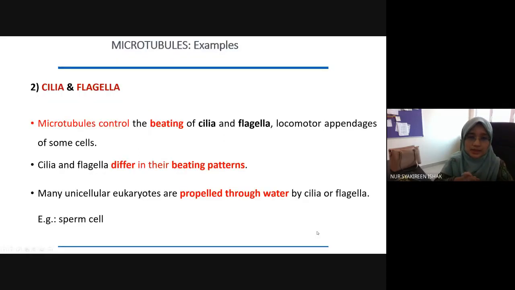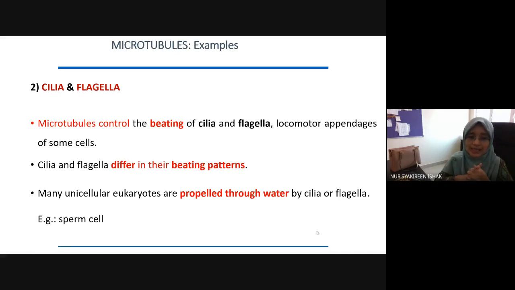The next example for microtubules. Where can you find microtubules? It is a component of cilia and also flagella. By having microtubules as components of the cilia and flagella, this allows the cilia and flagella to be able to move. Microtubules control the beating of cilia and flagella, which are locomotor appendages of some cells.